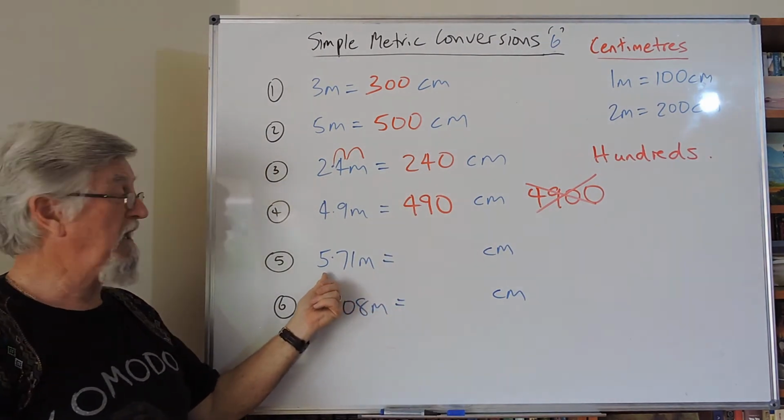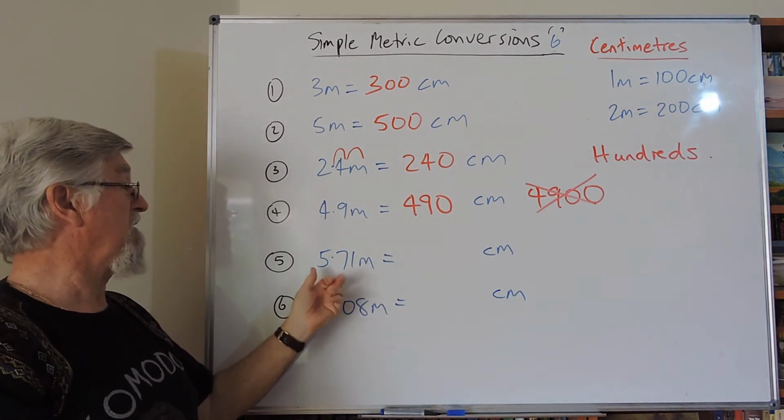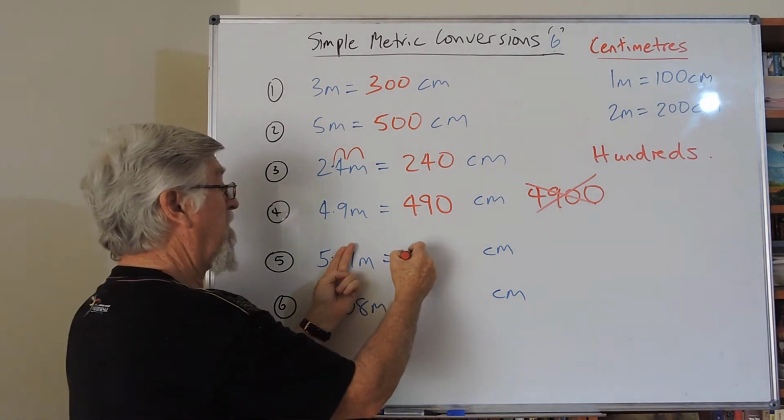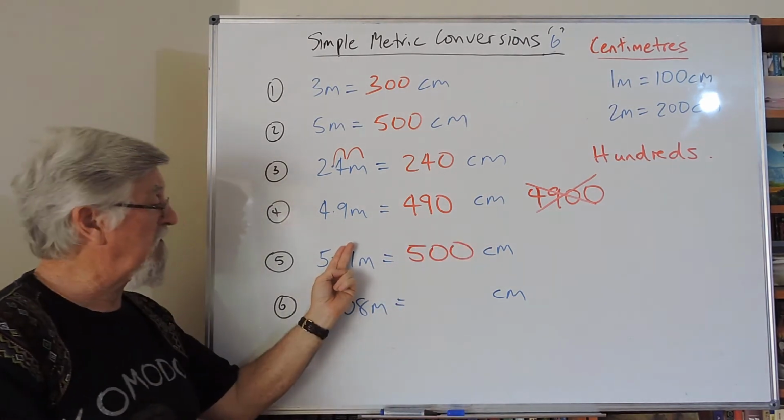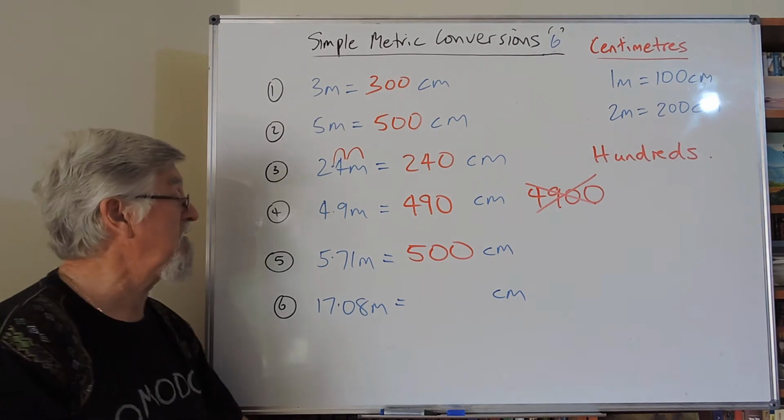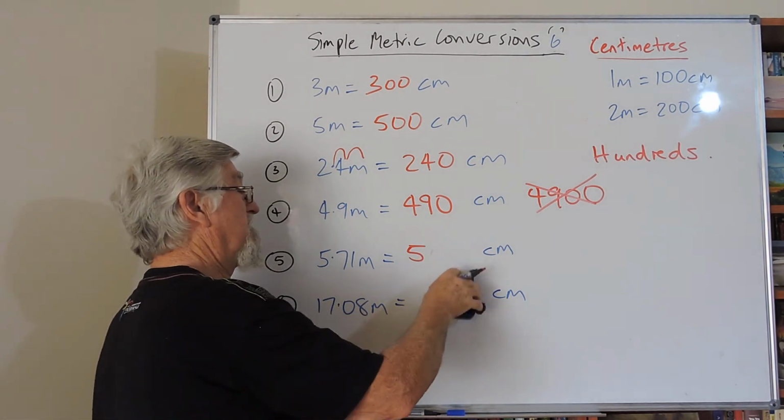So go to this one here, probably become fairly easy now. If I cover those over, that has to be 500. I'm not actually going to bother to write the 500. What happens to the 7 and the 1? The 7 and the 1 just go here.